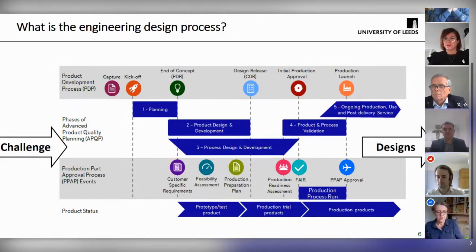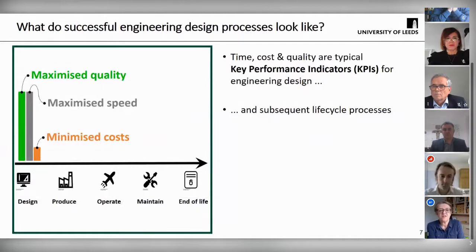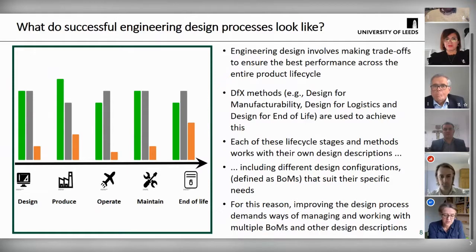So if we move to the next slide, we can look at what a successful engineering design process looks like. In essence, we've got three key performance indicators. We want to create the best quality possible, and obviously that depends on our sector, the regulatory environment, customer requirements and the like. And we want to do that as quickly as possible and as cheaply as possible. So we want to maximize speed and minimize costs. But we don't only want to do that in the design process, we want to do that through the entire lifecycle process. On the next slide, you can see we've got the same histograms, but through the entire process. So what we'd argue is a successful engineering design process has the best quality, is as fast as possible and as cheap as possible at all stages of the product lifecycle.